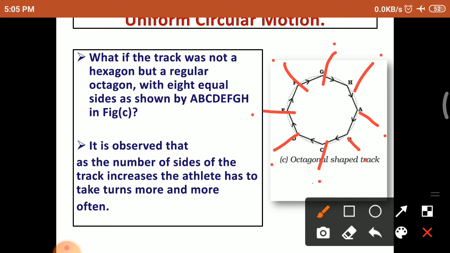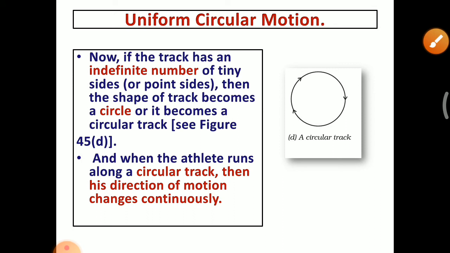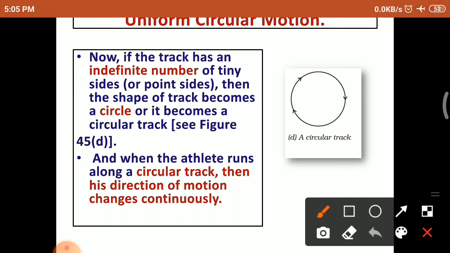So if the number of sides increases, the change in direction also increases. Now if the track has an infinite number of tiny sides, like a circle, which has an infinite number of sides, then the shape of the track becomes a circle. When the track has infinite sides, we can say that the track is a circle.